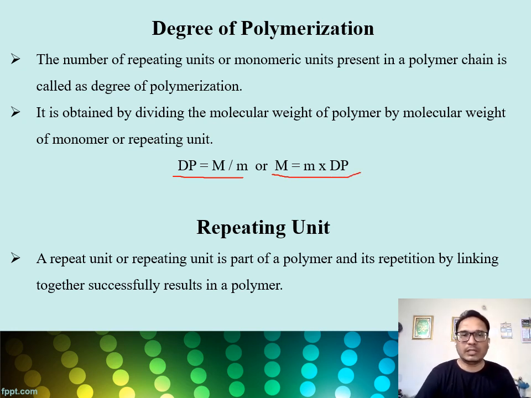The repeating unit is a part of a polymer, and its repetition by linking together successively results in a polymer.